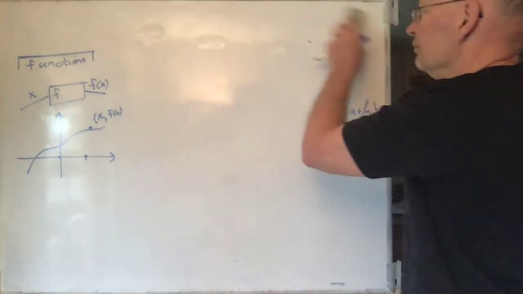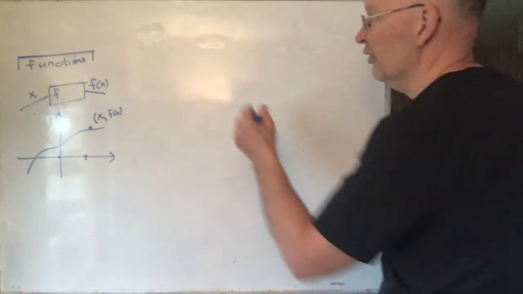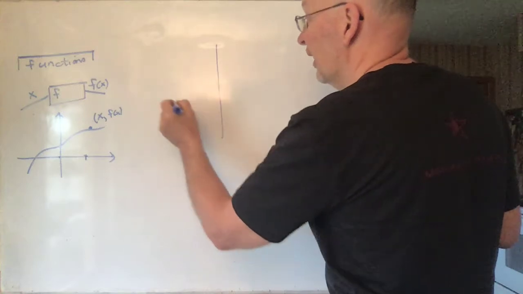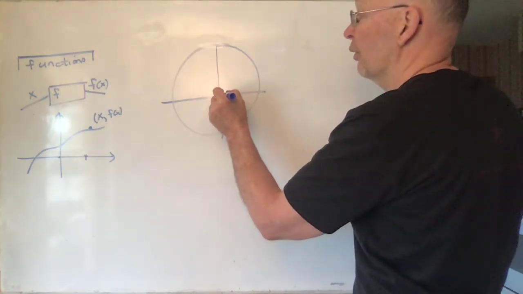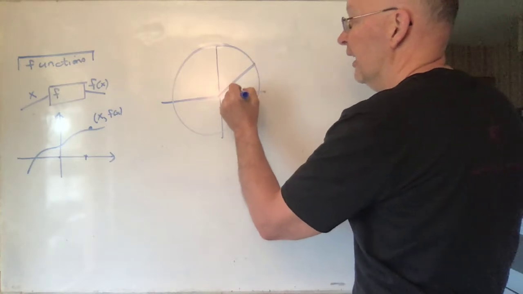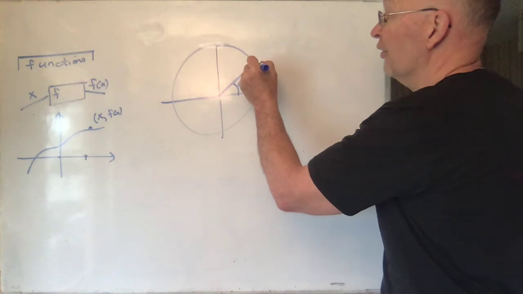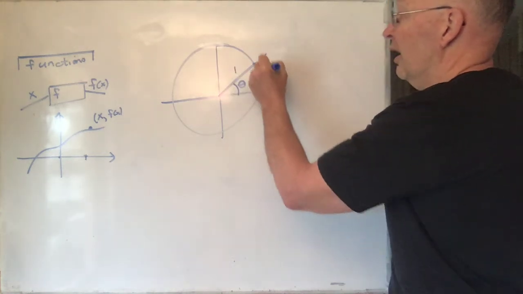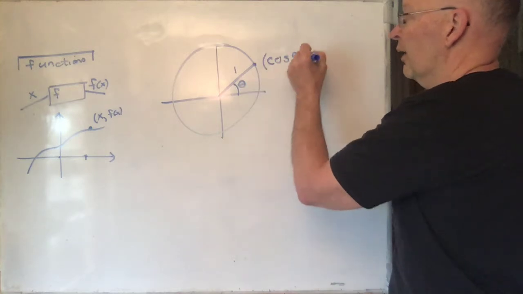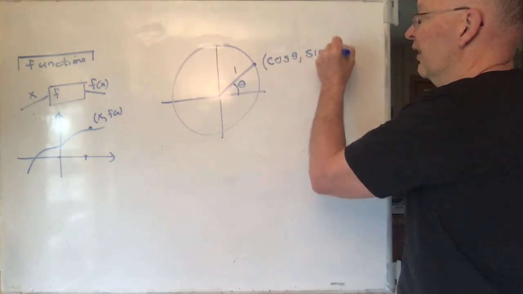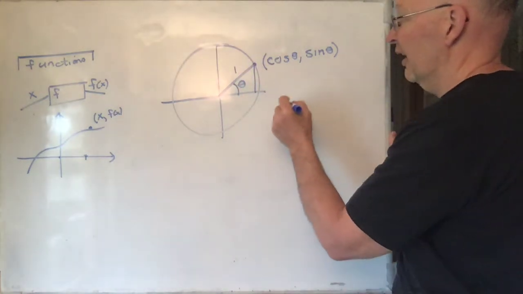Then we had the trig functions. And remember, the trig functions we got by looking at a unit circle and asking what are the coordinates. If this is the angle theta, what are the coordinates of this point? If this radius is 1, the x-coordinate is defined to be the cosine of theta, and the y-coordinate is defined to be the sine of theta.